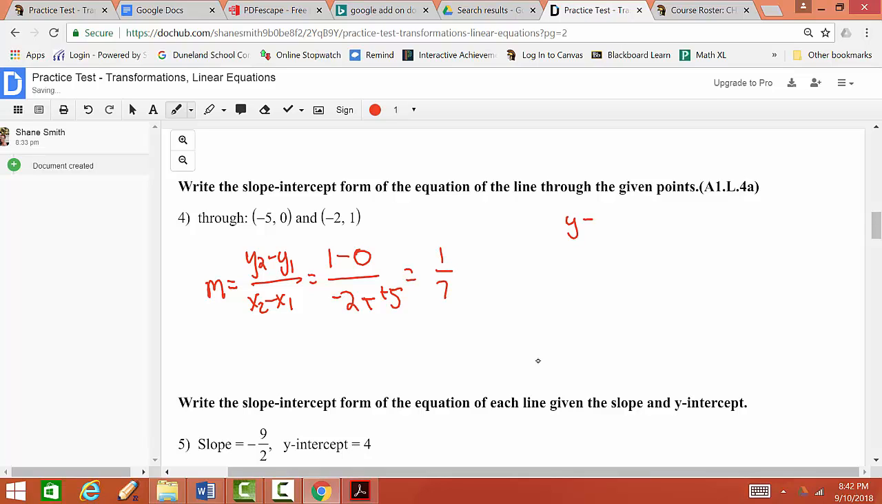Then we have to use the point-slope form because now we do have the slope. It doesn't matter what point you use, but there's a 0 in this one, so I'm going to start with that. So that's going to be y plus 5, or excuse me, it should be y minus 0 equals 1/7 times x plus 5. Y minus 0 is just y. Distribute the 1/7. This is our answer, slope-intercept form.